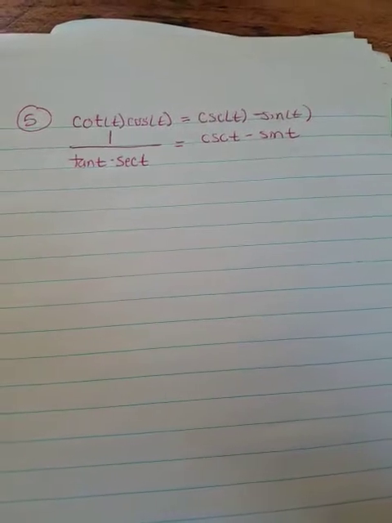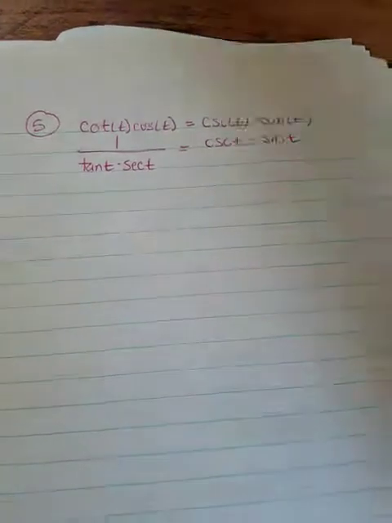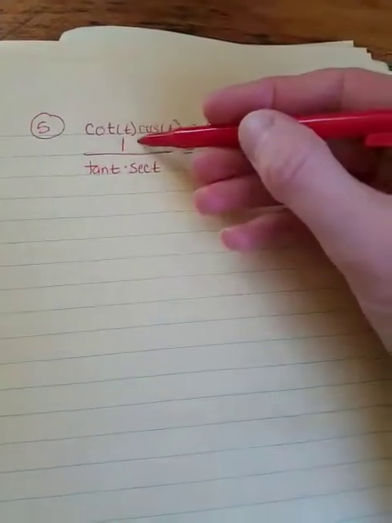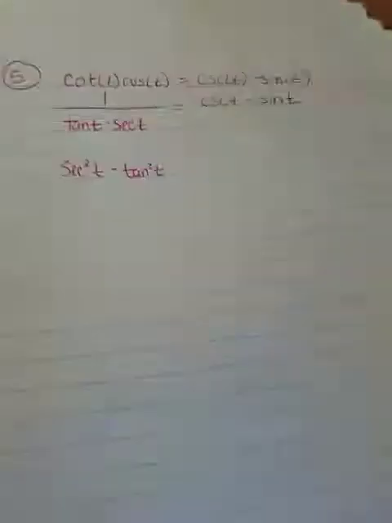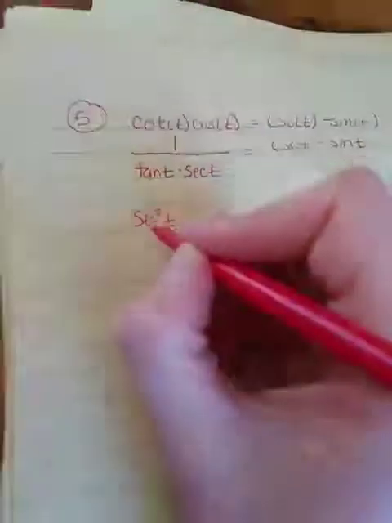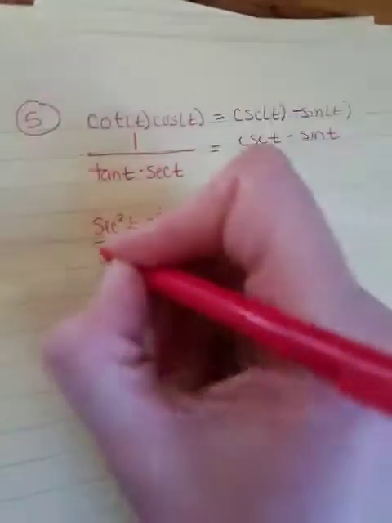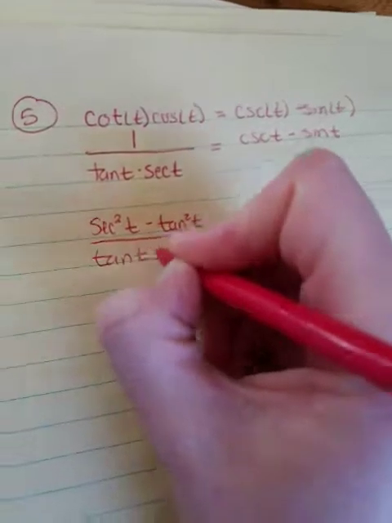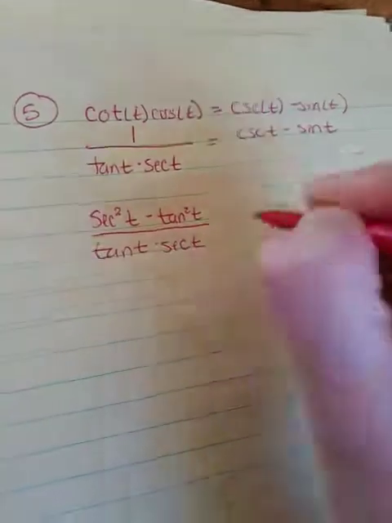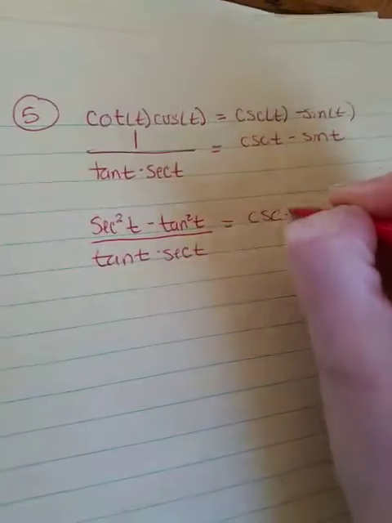From my Pythagorean identities, I know that 1 is the same as secant squared of t minus tan squared of t. Again, might you think to do that? Maybe not. But I need to always think about where I need to get to. Again, that's multiplication there. Nothing has happened to the right.